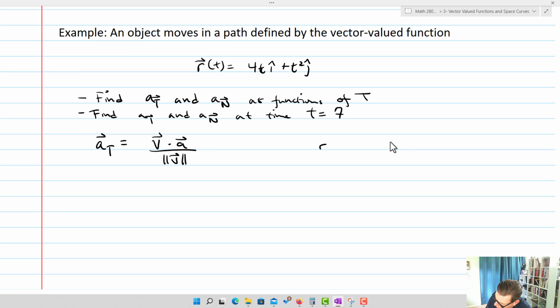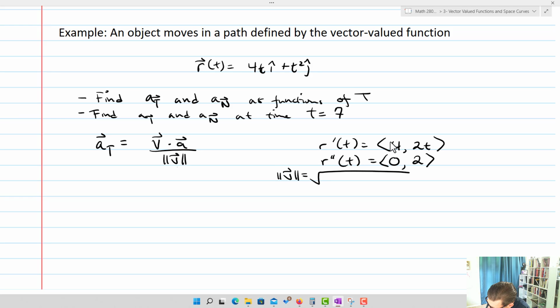So we start out, we know that r of t is 4t i plus t squared j. So r prime of t is going to equal <4, 2t>. And our r double prime of t then is going to equal <0, 2>. The magnitude of v, or the speed, is then going to be the square root of 4 squared plus (2t) squared, which is 16 plus 4t squared, which is 2 times the square root of 4 plus t squared.